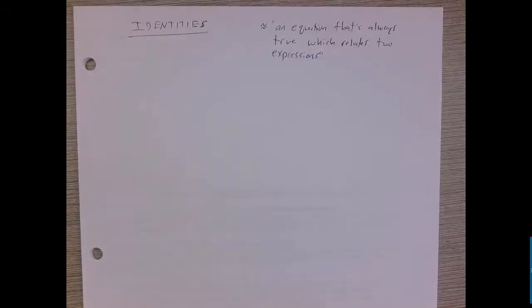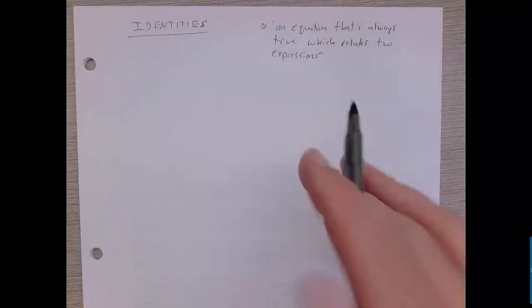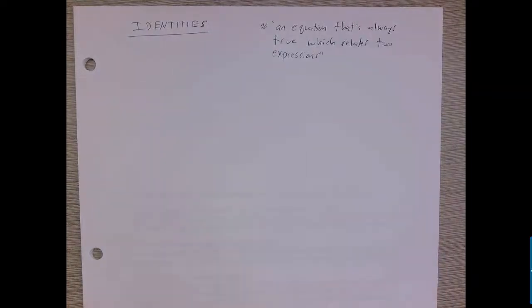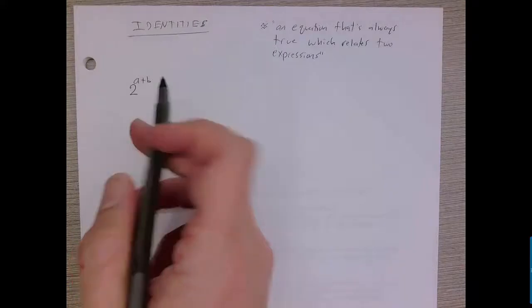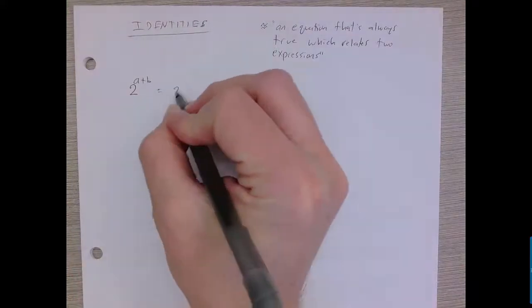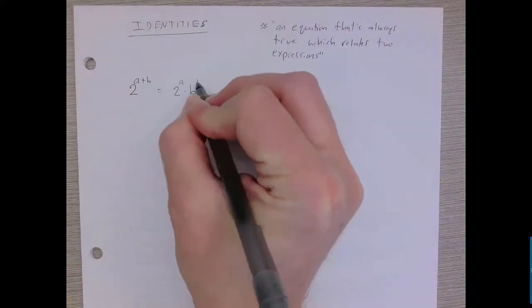All right, this unit is about trigonometric identities, but before we talk about that, let's just remember what an identity is. You've seen a lot of identities. They're equations that are always true that relate different expressions. So if you see 2 to the power of a plus b, you know that that's the same thing as 2 to the a times 2 to the b.